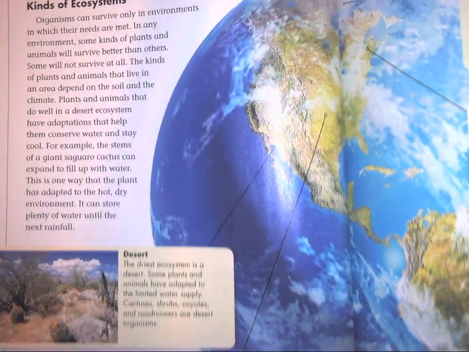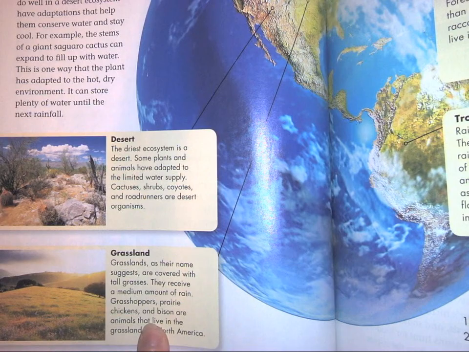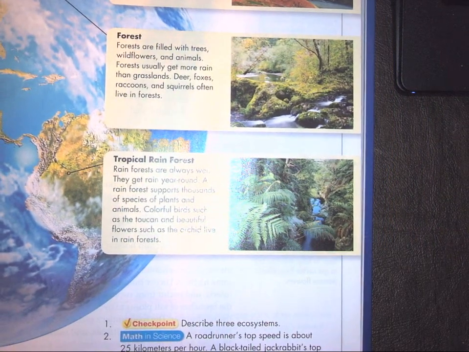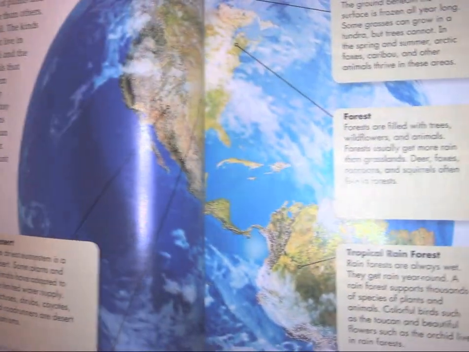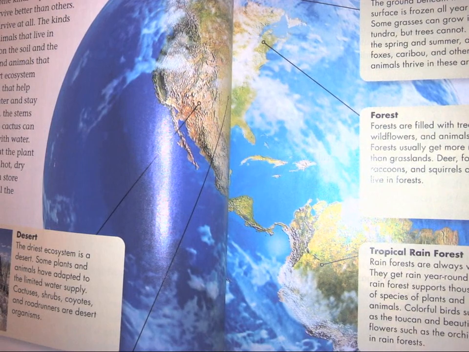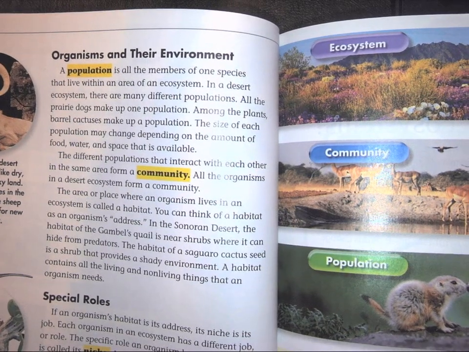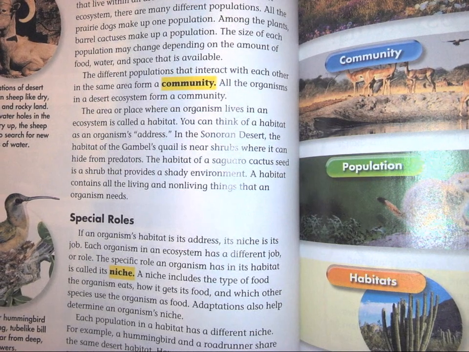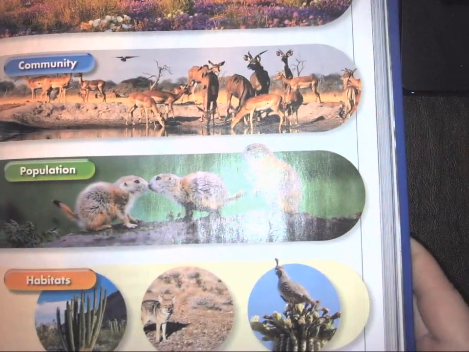On this page here, we looked at all different kinds of ecosystems. We looked at the desert, the grasslands. We looked at the tundra and the forest and the tropical rainforest. Okay, you had a sheet that you filled out that described the different ecosystems, the different specific plants and animals that were in there. Then you went on and you learned about these different things. The population, the community, and the specific roles that organisms have. So let's start with these pictures over here.